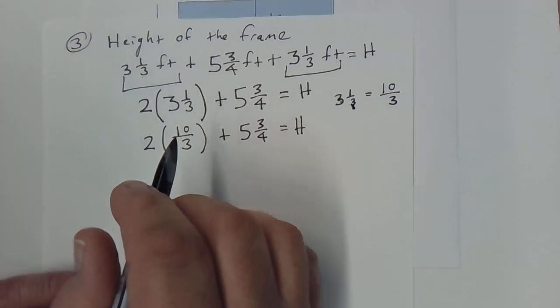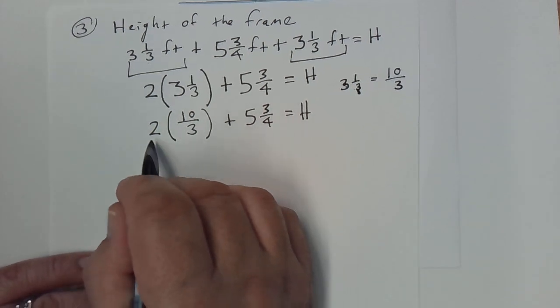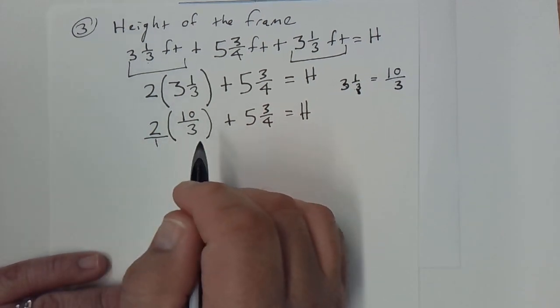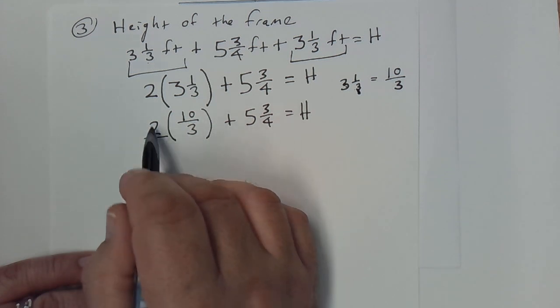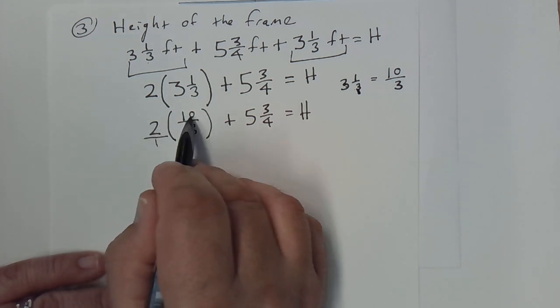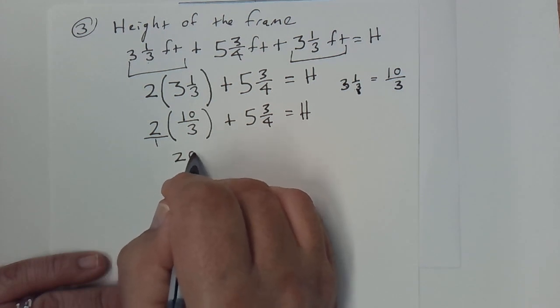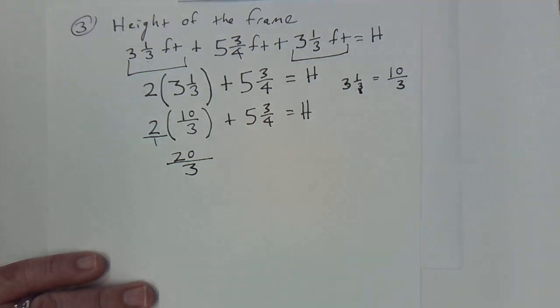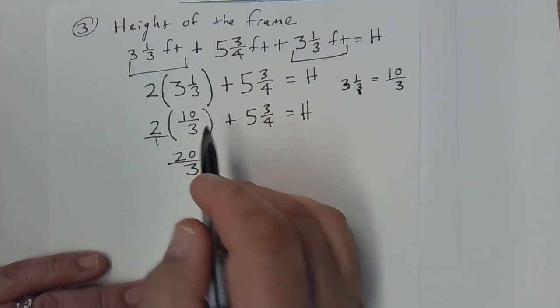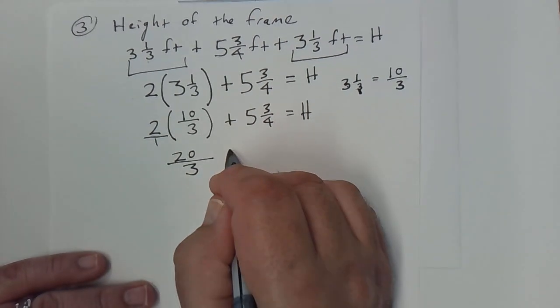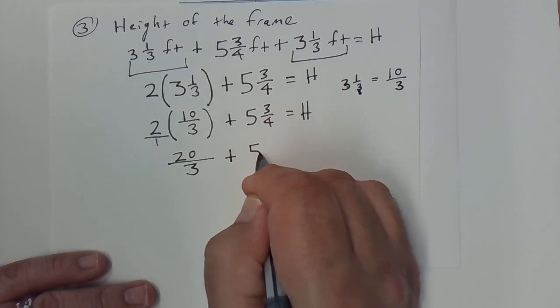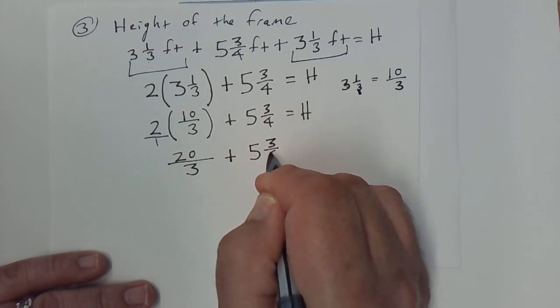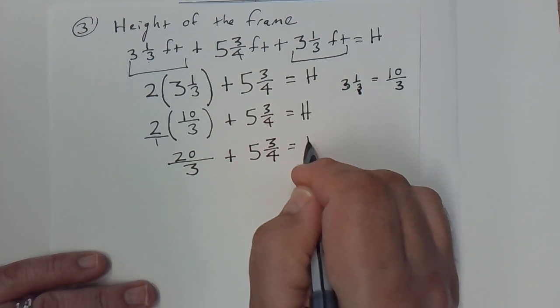Now we can multiply. When we multiply, we don't need a common denominator. And we're going to imagine this is a 2 over 1, just because 2 over 1 is the same thing as 2, and we just multiply straight across. 2 times 10 is 20, and 1 times 3, of course, is 3. So 20 over 3 is what that turns out to be. And then we're going to add to it 5 3/4 feet, and that is equal to the height.